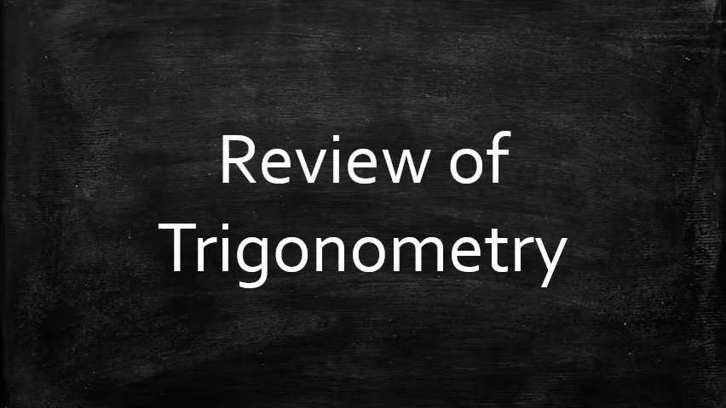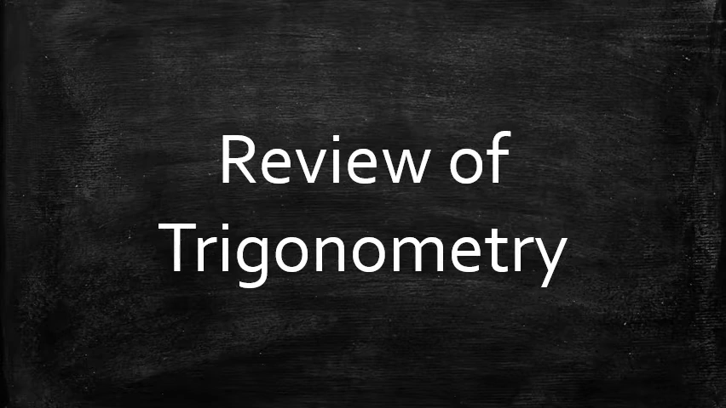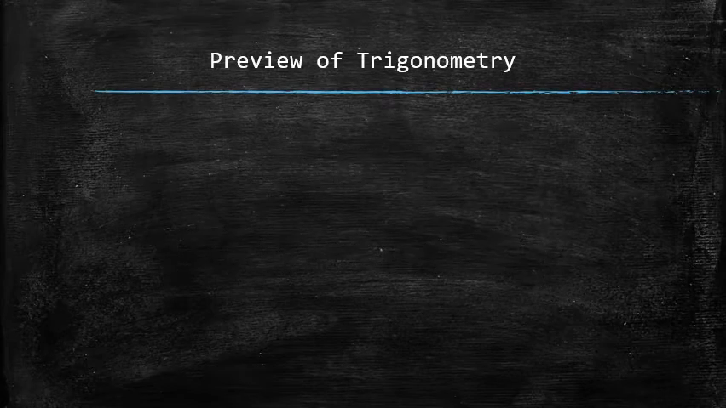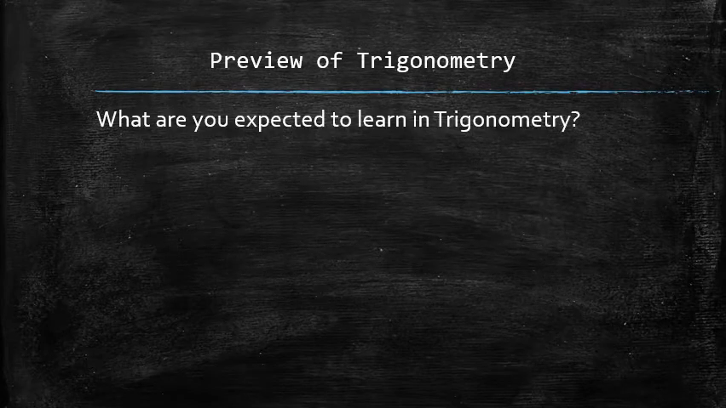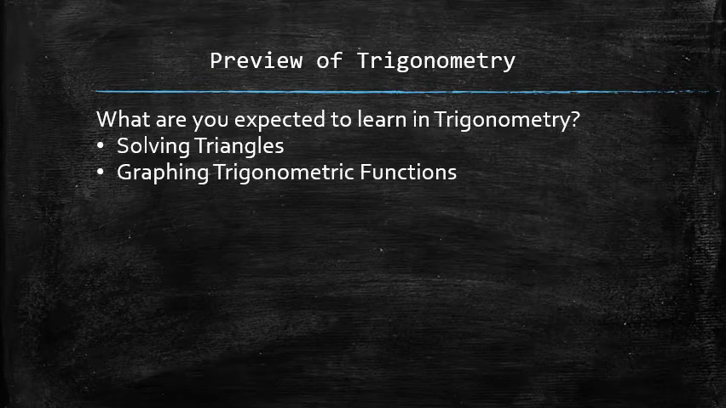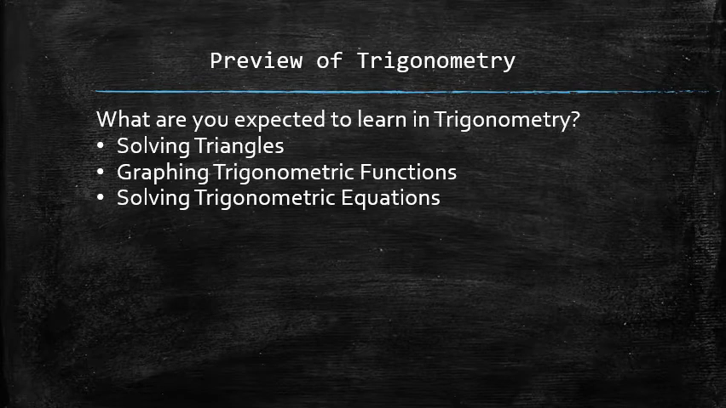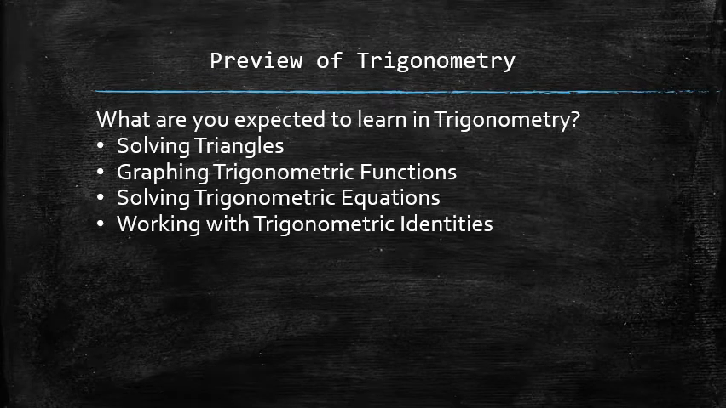Next, we will discuss what one is expected to know after completing a trigonometry course. A student who successfully completed a trigonometry course must be proficient in the following 4 tasks: solving triangles, graphing trigonometric functions, solving trigonometric equations, and working with trigonometric identities.